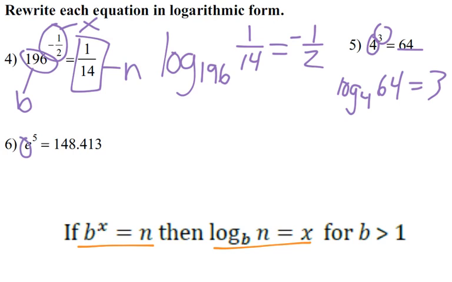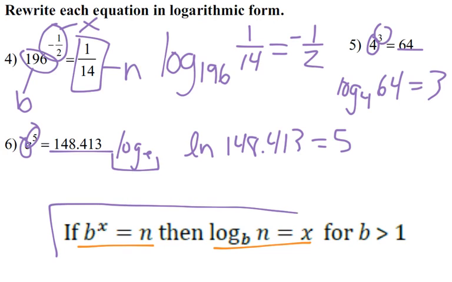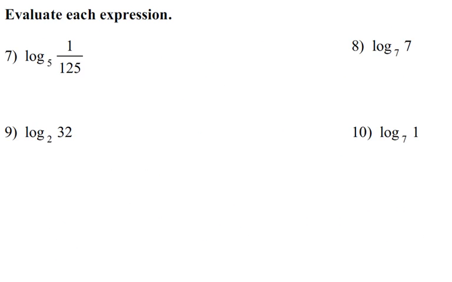Number 6, now we have the e for the base, so log base e. Now, this is another one of those special ones. Log base e we actually rewrite as the natural log, but we put the L first, so ln. So, the natural log of the n, 148.413, is equal to the power 5. So, just like that. Those rewriting ones, that's all you're doing. You're using this, so if you haven't written that down, make sure you get it written down somewhere so you have it.